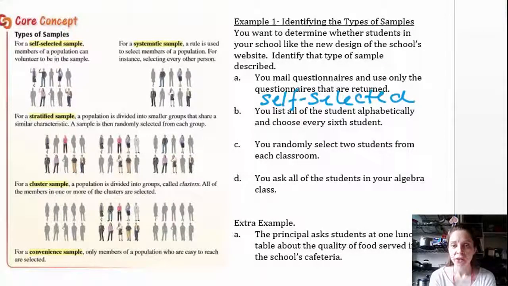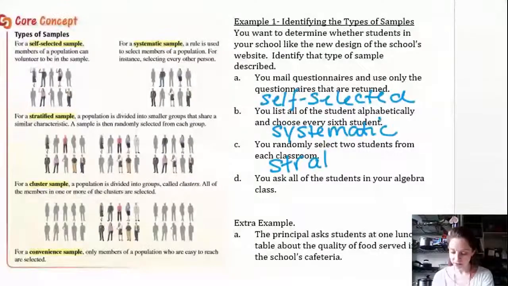For B, you list all the students alphabetically and choose every 6th student. This is a systematic sample. C, your school randomly selects 2 students from each classroom. That is a stratified sample. D, you ask all the students in your algebra class. That is a convenience sample.